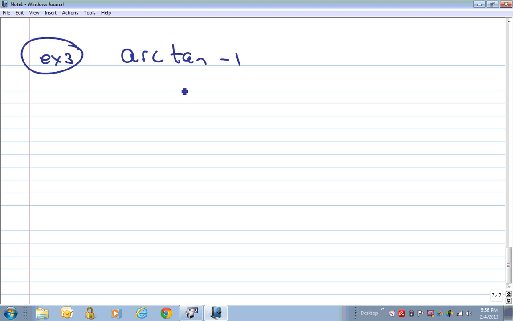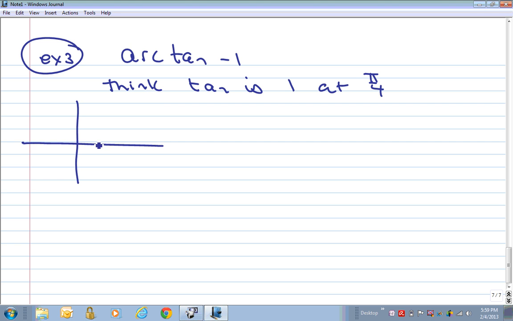So we're thinking tan is 1 at pi over 4. But we don't have 1, we have negative 1. Remember our restriction for inverse tan is going to be here or here. At 45 degrees, the tan value is 1. We have the square root of 2 over 2, the square root of 2 over 2, and 1. That's at pi over 4.